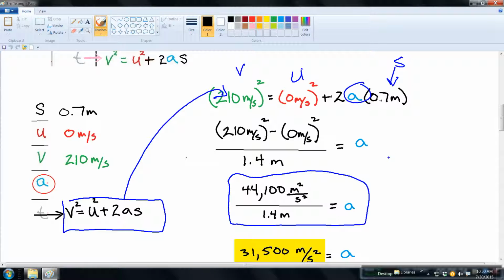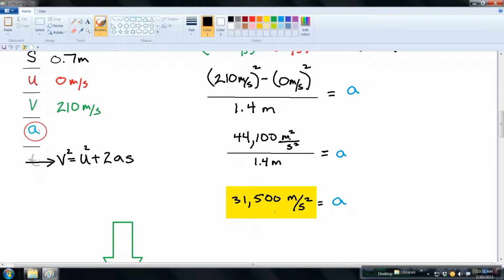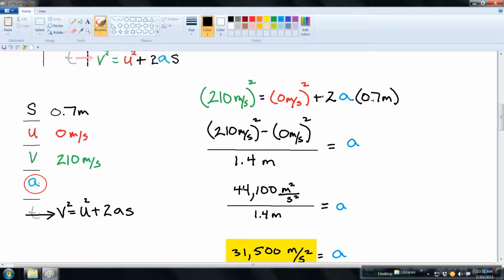Now I want to just address these units here, because we always want to put our units in our problem to make sure that when they do cancel, we end up with the right units. We're looking for acceleration, so we should end up with meters per second squared. We just want to make sure that we have the right cancellation.